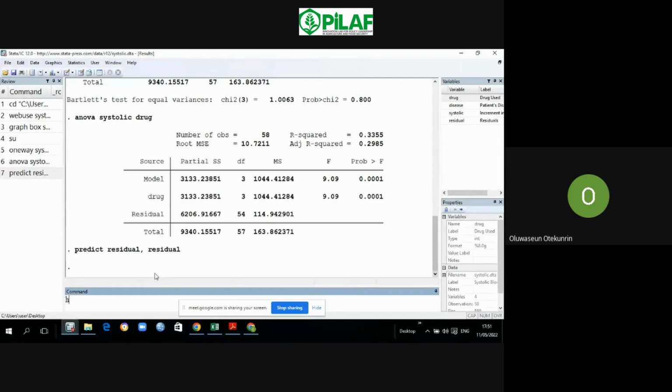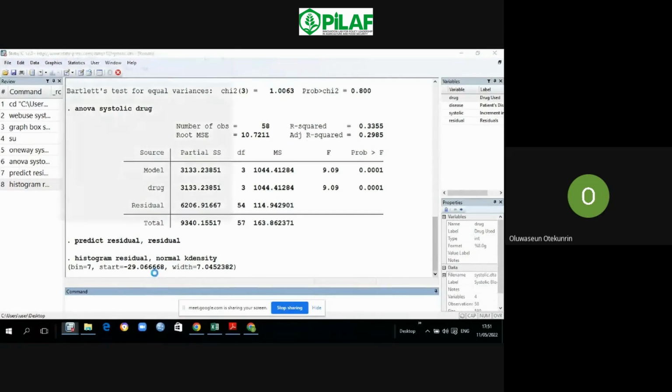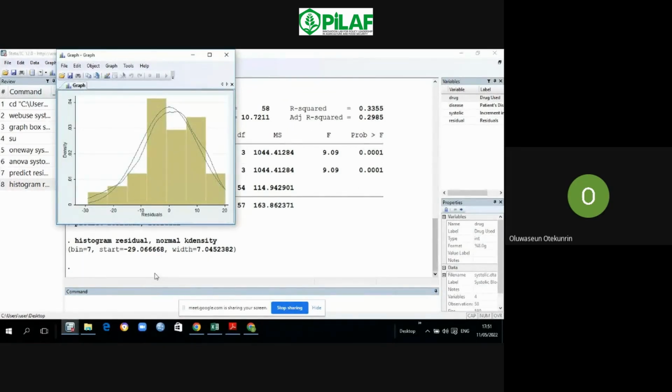So we say histogram residual, normal, then kdensity. You have our residuals, then you have the frequencies and the kdensity. The smooth one is how the plot would look naturally if it follows a normal distribution. And the kdensity is how the true population will look. It's from the true population that we get the samples. You can see that it's not as smooth as the other one.